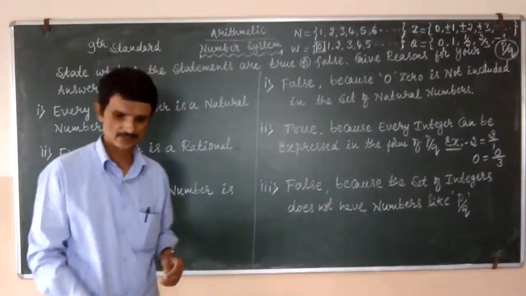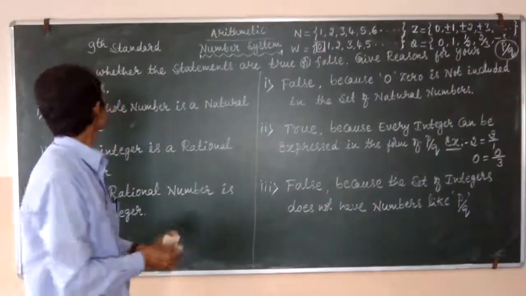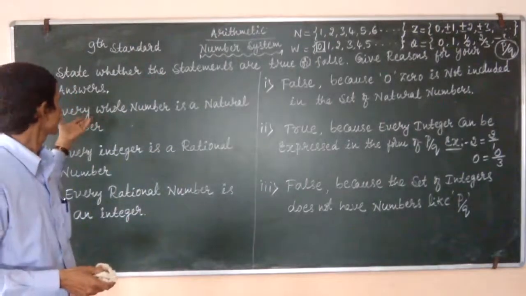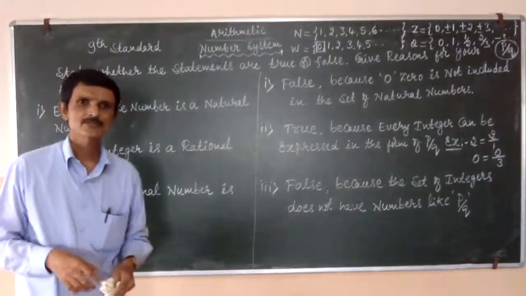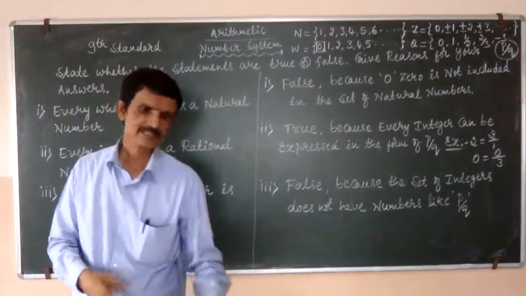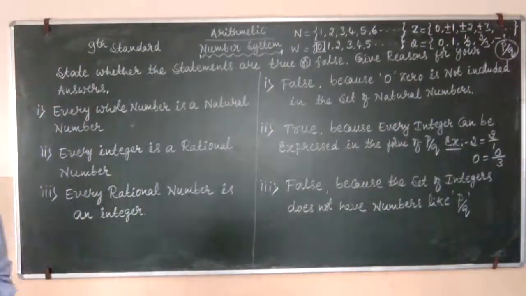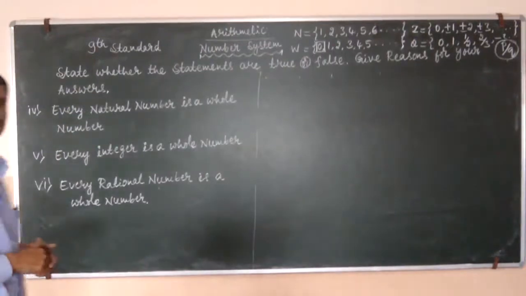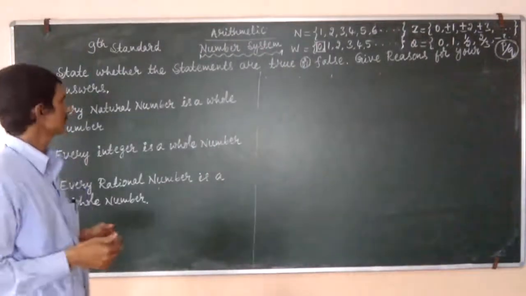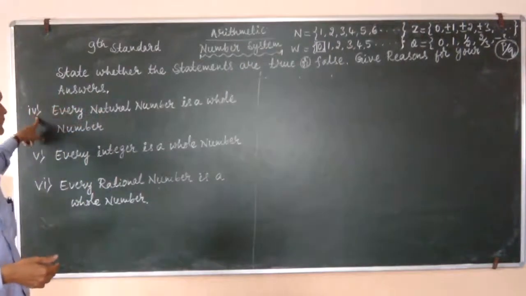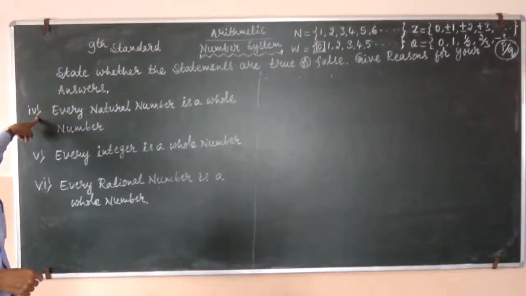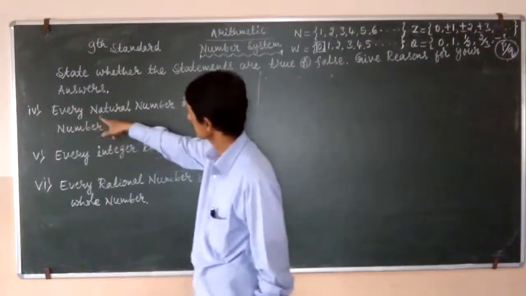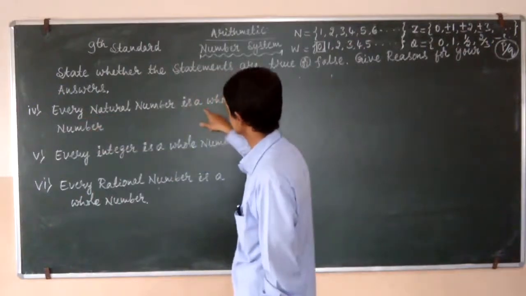So I think you have understood this problem. Now there are three statements that you have to work on. Students, now observe another three statements. The fourth one is: every natural number is a whole number.